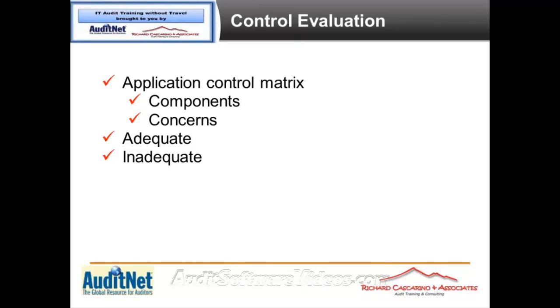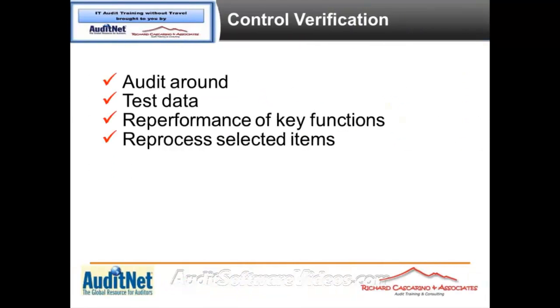We've got application control matrices, which look at components' concerns in order to determine whether controls are adequate or inadequate. For verification, some auditors are still working on the basis you can test around the computer. And for certain criteria, you can do that. If I want to check that all transactions were authorized, then I can take a listing of all transactions and simply go and check the authorization on every single one.